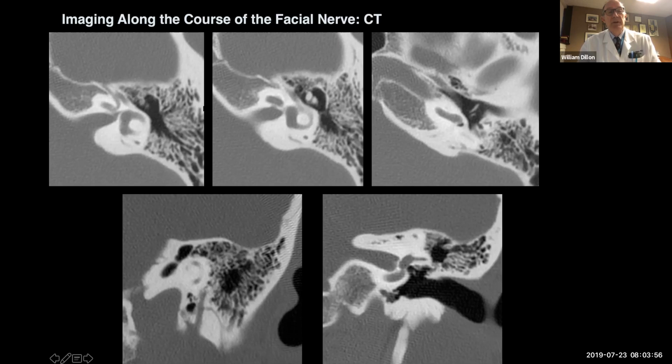And then the horizontal portion of the facial nerve coming down and then coursing now into the plane of the section down towards the stylomastoid foramen. On the coronal plane, we see that coursing out into the parotid tissue. And here it is just in cross-section below the lateral semicircular canal.